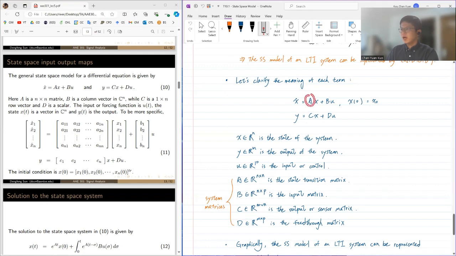Specifically, A is an n by n matrix that is called the state transition matrix. B is an n by p matrix that is called the input matrix. C is an n by n matrix that is called the output or sensor matrix. And D is an n by p matrix that is called the feed-through matrix.